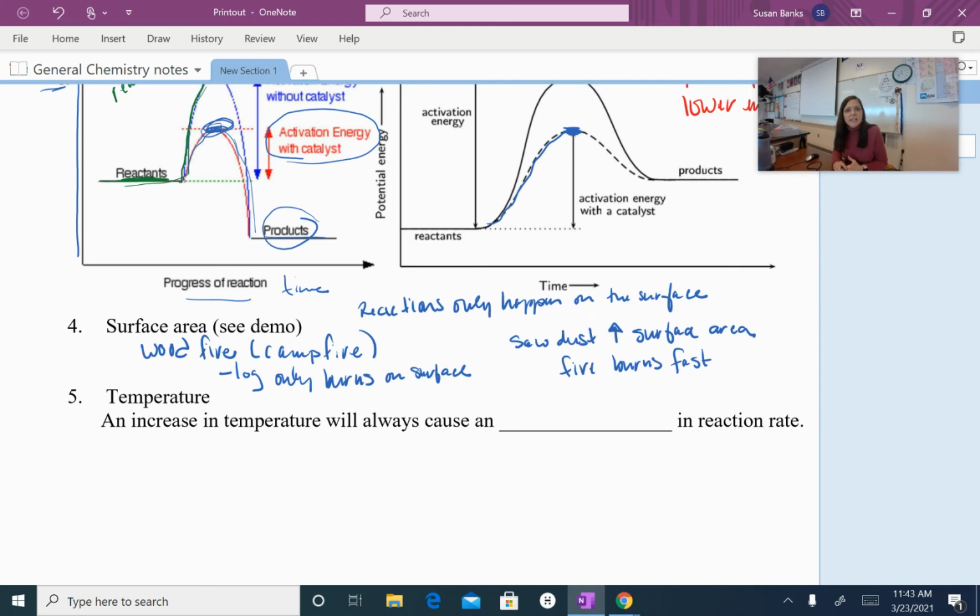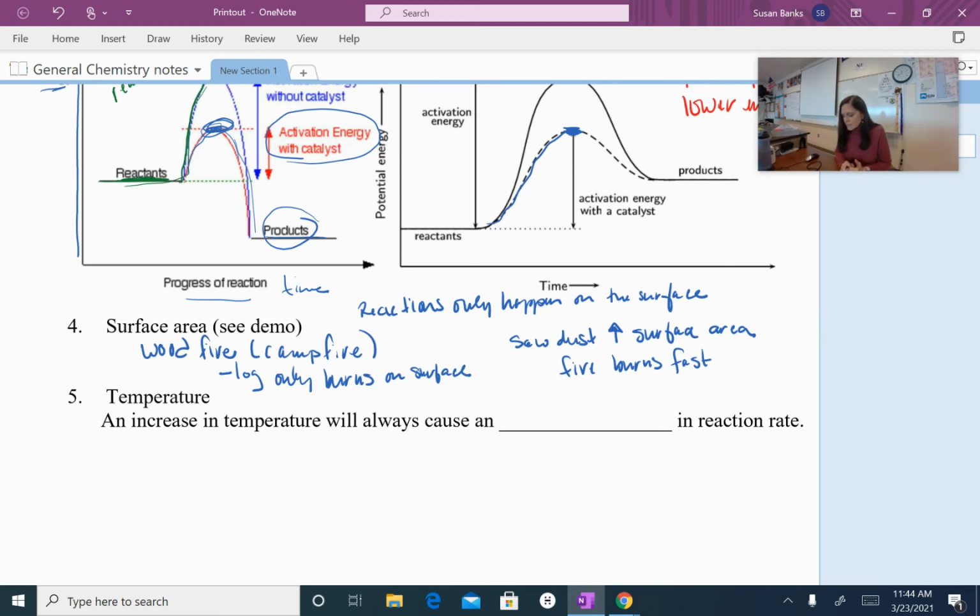If you've ever taken an Alka-Seltzer tablet and put it in water and then taken another Alka-Seltzer tablet and crushed it up into little fine crumbs, the crumbs will be used up just like that, where the tablet takes a while to dissolve. So if I can increase that surface area, I'm going to increase that reaction rate.